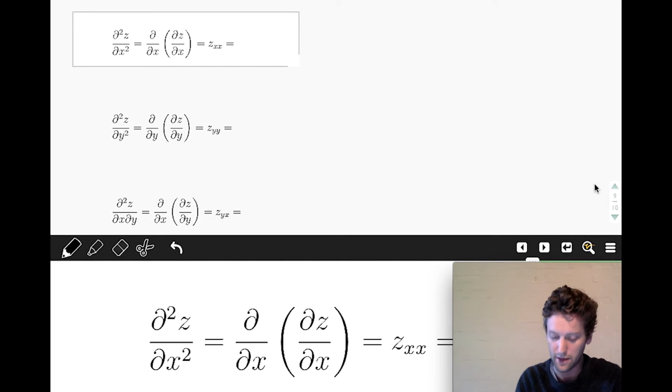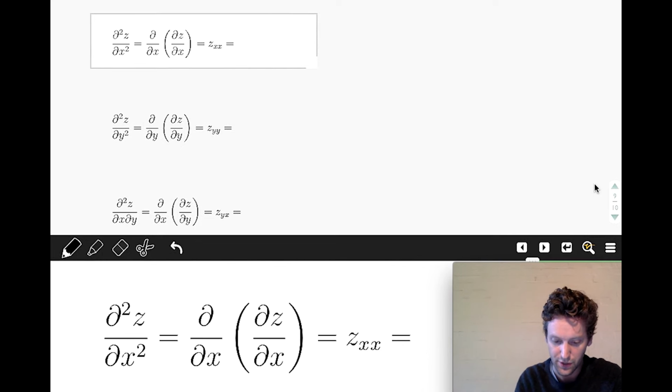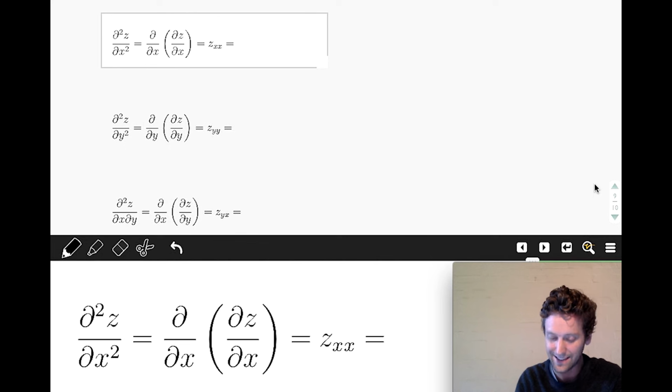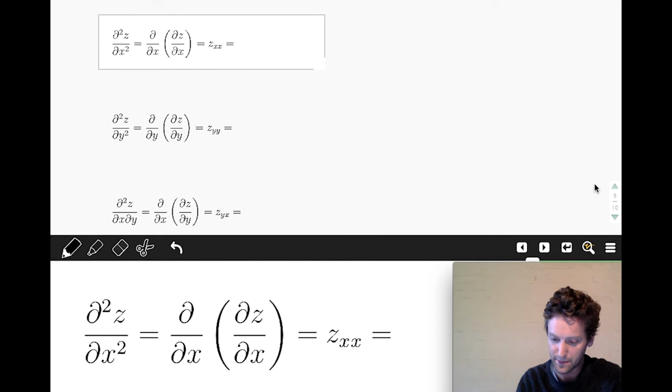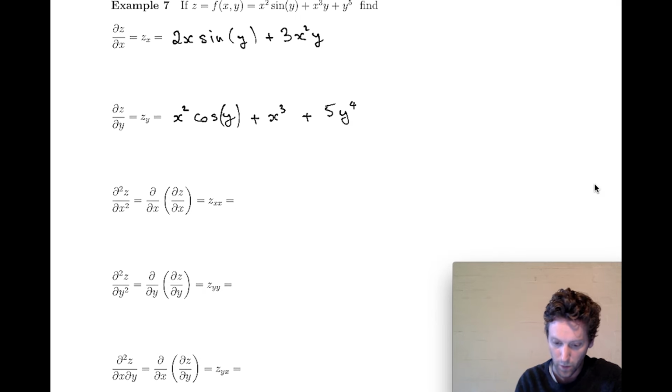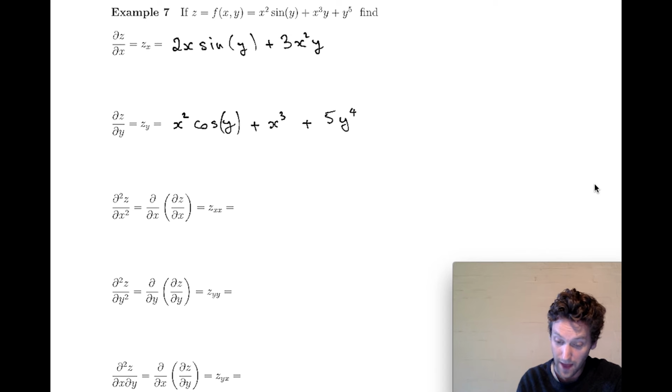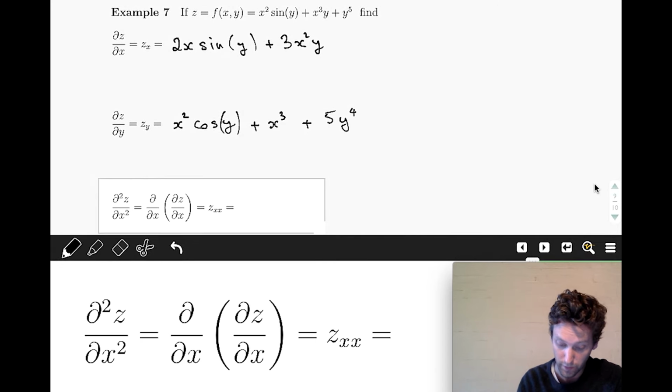The shorthand notation for that is also quite simple. It's just z subscript x x. So two derivatives with respect to x. So the way we're going to calculate this is by keeping in mind what the derivative of x was, the first derivative with respect to x. So that's the first line up here. So we got 2x sine y plus 3x squared y.